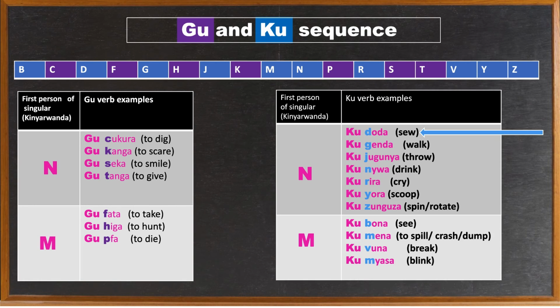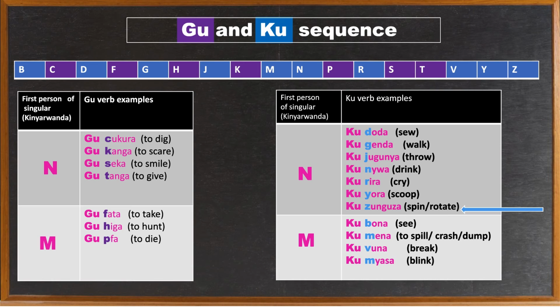ku verbs. So we've got some examples here. Kudoda, that means to sew. And as you can see, D, it's in blue here, it's a ku verb. Kugenda, that means to walk. You can see G or ga, it is a ku verb. And we've got kujugunya, that means to throw. Kunywa, that means to drink. Kurira, that means to cry. Kuyora, that means to scoop. Kuzunguza, that means to spin or to rotate.